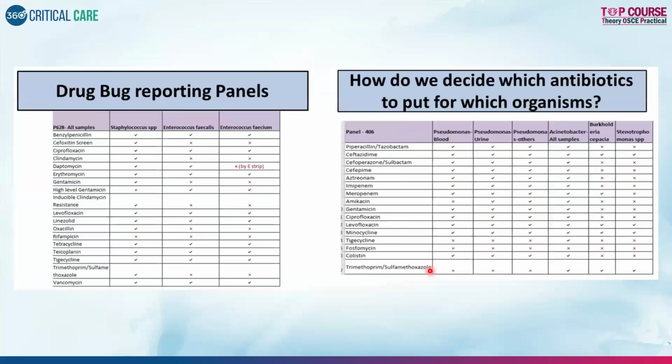Similarly, there is drug-bug reporting. This is what they call it. They'll have one particular set of antibiotics for that particular bug, and that is how it is going to be tested. So this is what I wanted you to understand. The take-home is that not all antibiotics would be tested. It's only going to be done based on site and type of organism.